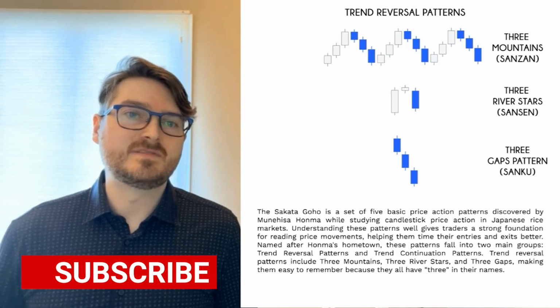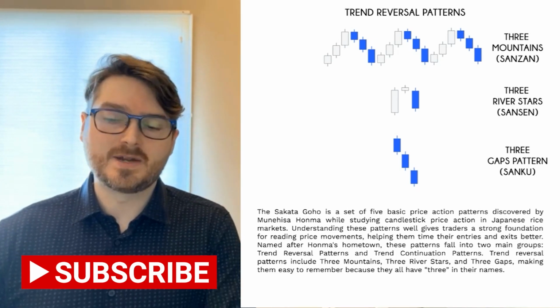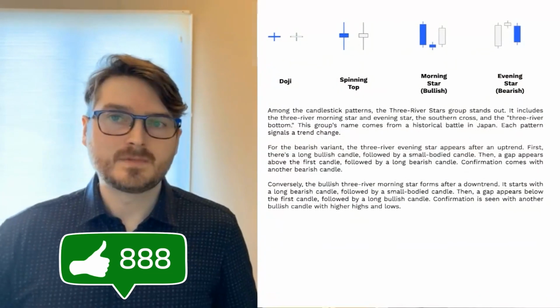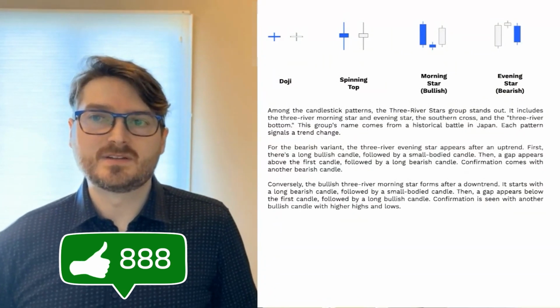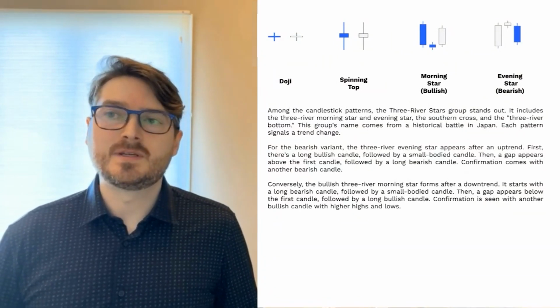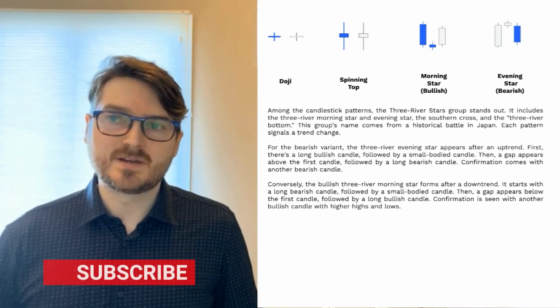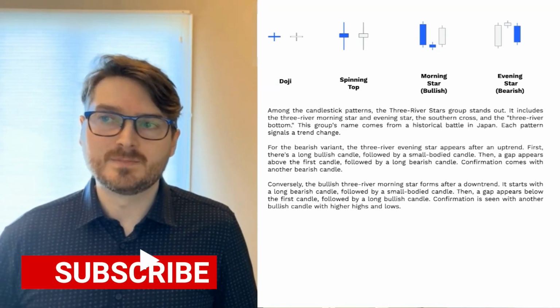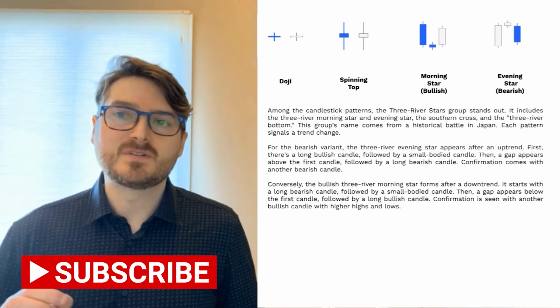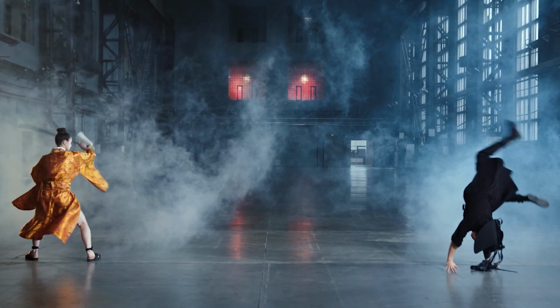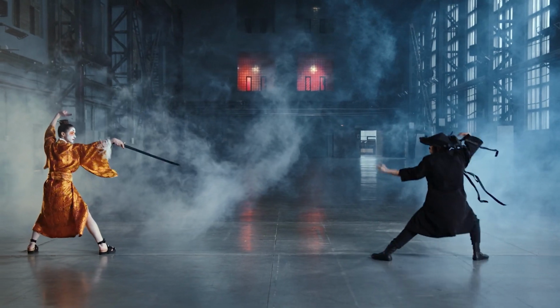Okay guys, now we're going to dive into the 3 river stars pattern. Among the candlestick patterns, the 3 river stars group stands out. It includes the 3 river morning star and evening star, the southern cross, and the 3 river bottom. This group's name comes from a historical battle in Japan. Each pattern signals a trend change.